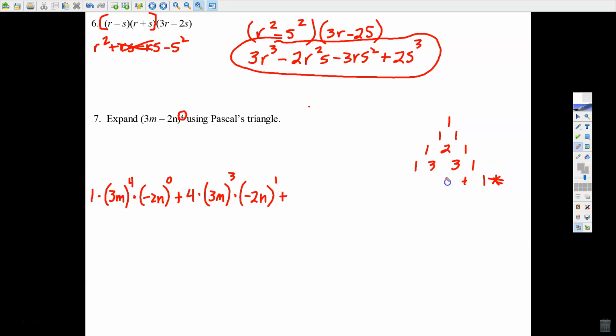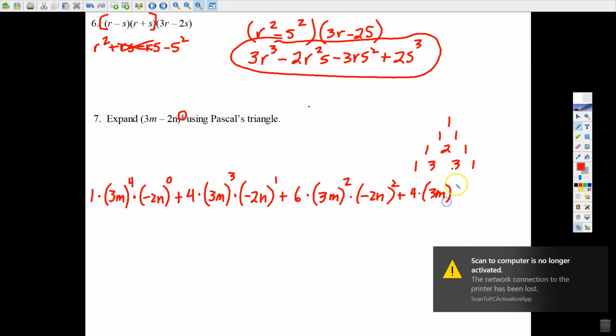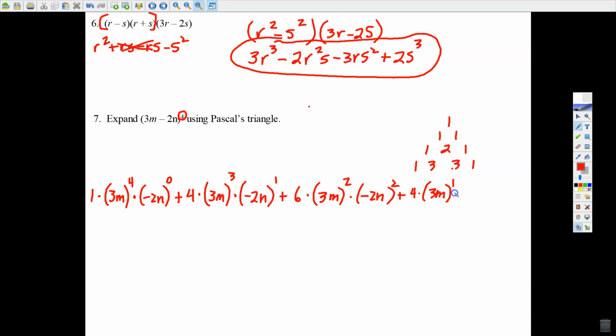Okay, I think I'm going to erase my row here now that you know which one it is. Okay, my next number in the row is 6. Multiplied times 3m, that's going to be now to the second power. And negative 2n is going to go up to the second power. First one goes down, second one goes up. All right, next number from the triangle is 4. 3m goes down to the first power. Negative 2n goes up to the third power.